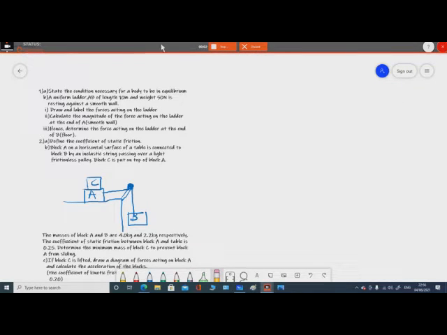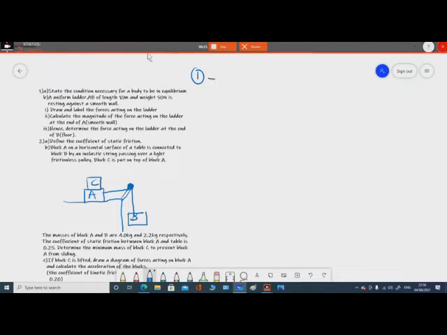Okay, so let's continue for our chapter for statics for revision. So let's go through number one. Okay, number one. State the condition necessary for a body to be in equilibrium.